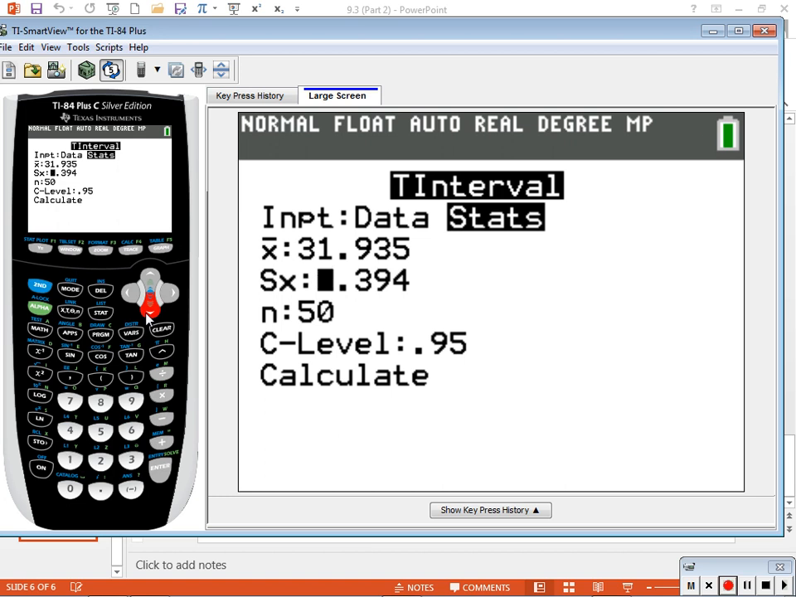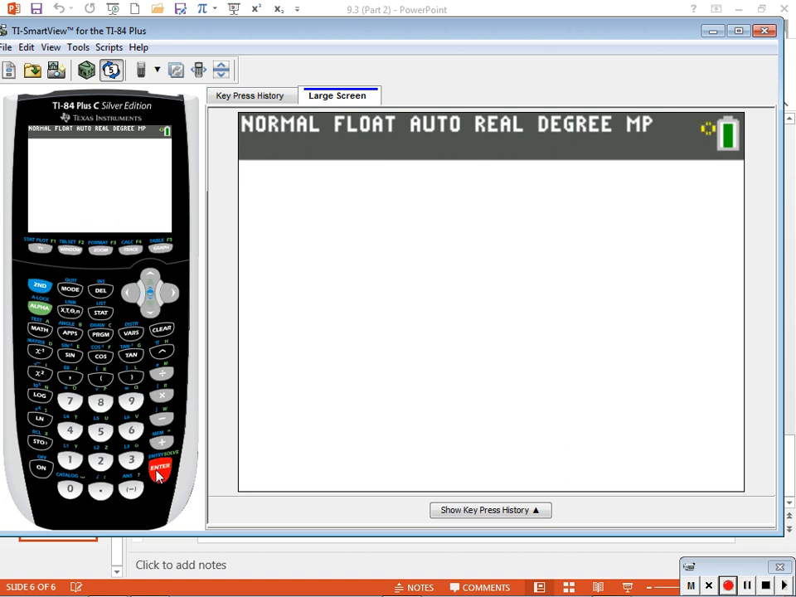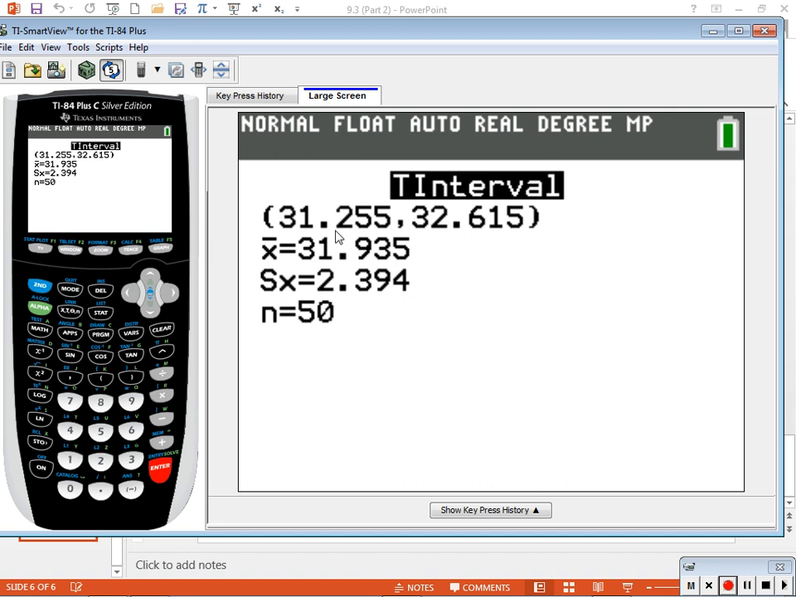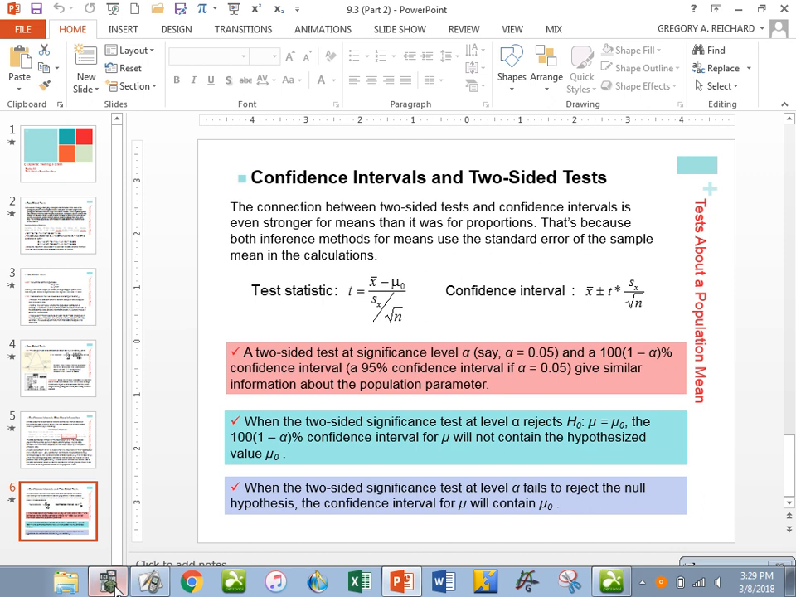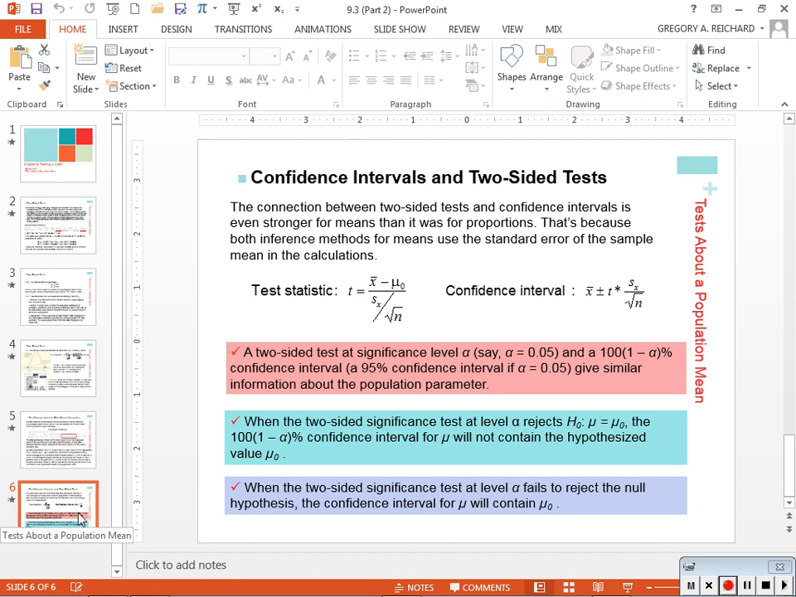So those numbers that I need, the sample mean, the sample standard deviation, the sample size, confidence level, that will all be there when I go to do the confidence interval for this. So I simply just have to go to calculate, and those are the values that you get for the t-interval. So that's basically it as far as two-sided tests and confidence intervals and the relationship that they have when we reject the null hypothesis.